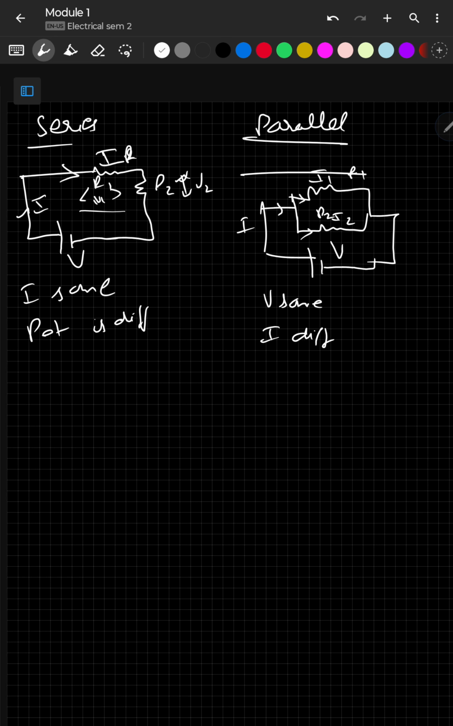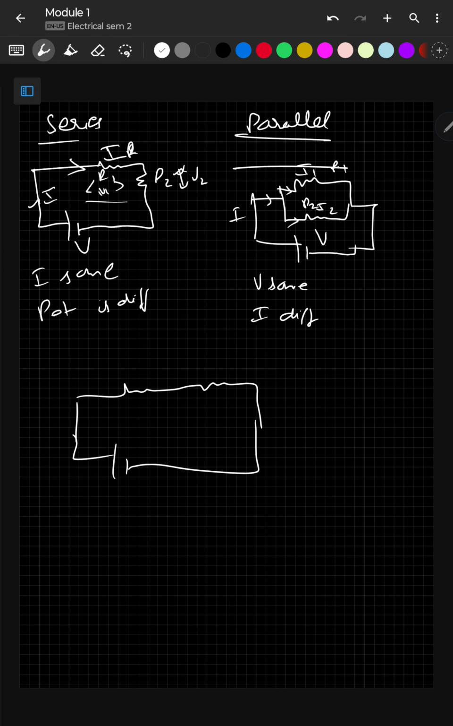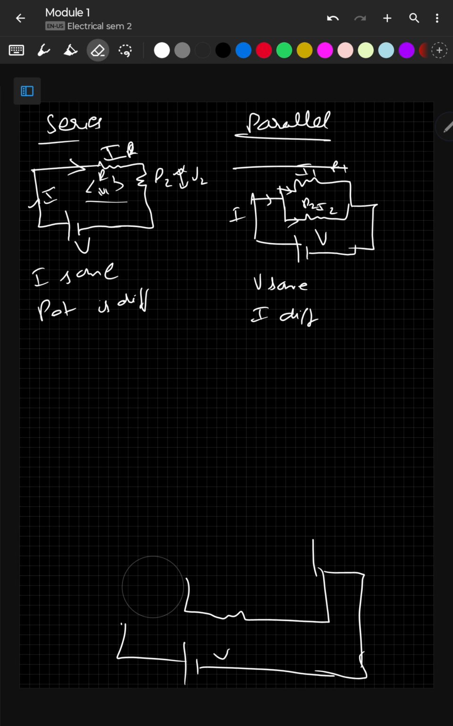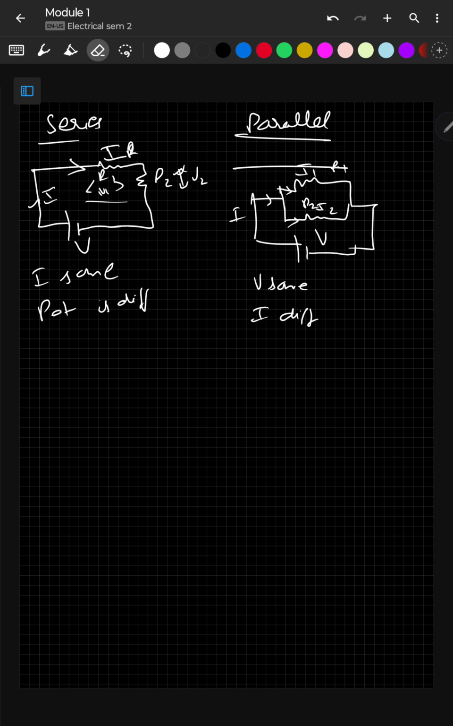The diagram is also simple. Keep learning the diagrams, because the diagram will show that you actually know. Series and parallel, the basic difference you have learned: in series, current is the same and potential is different; in parallel, potential is the same and current is different.